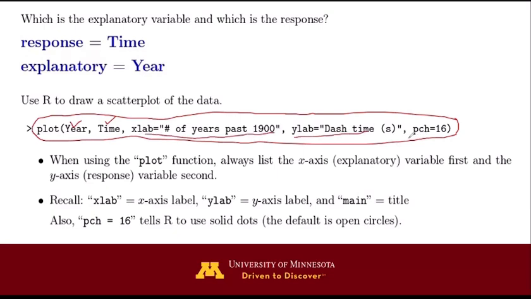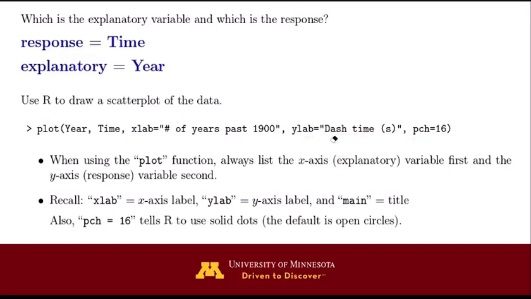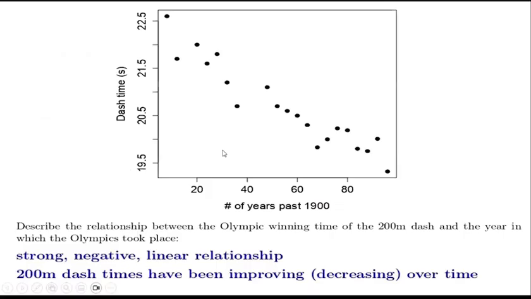When you take a look at this, pch equal to 16 is saying R should return a solid dot. I'm going to show you right now what the output of the plot is going to be. This is what I have here.